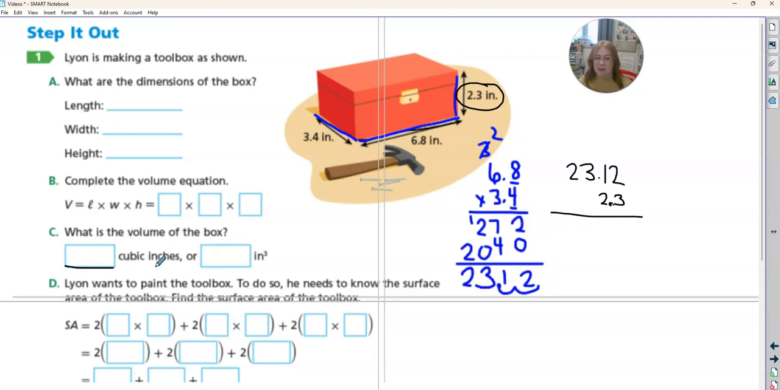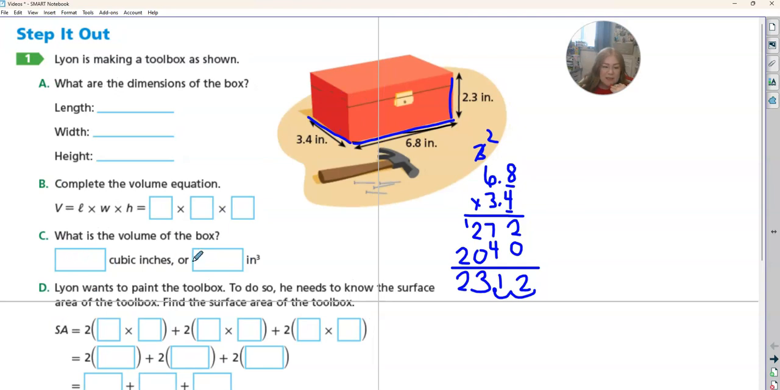So that's just the same number you're going to put here and here. So it's cubic inches or inches cubed. So 23 and 12 hundredths times 2 and 3/10 will find you the volume of that whole box. So this is 23.12 inches cubed. So same thing, 23.12 cubic inches is the same thing as inches cubed. This is just written out. This is the shortened version with that 3 there.